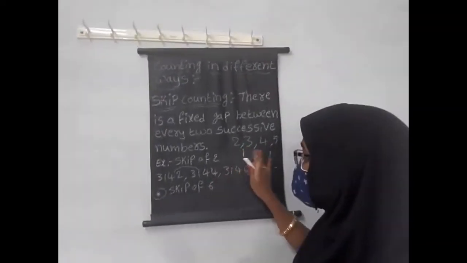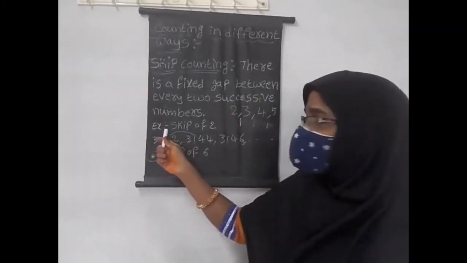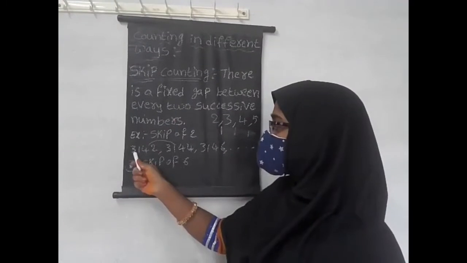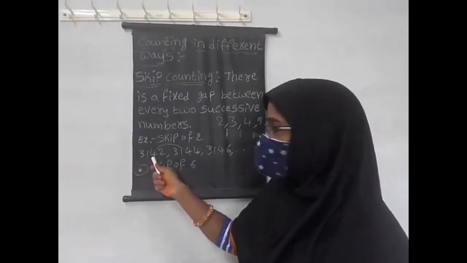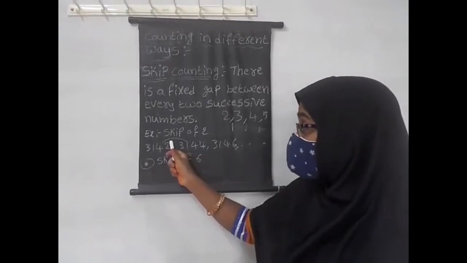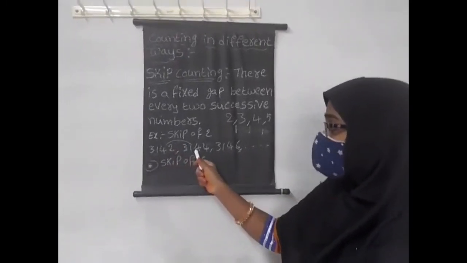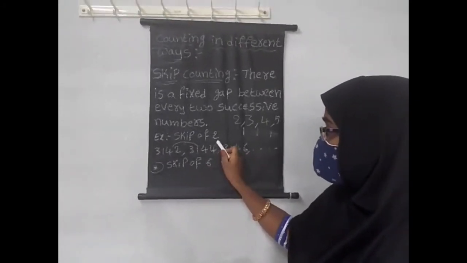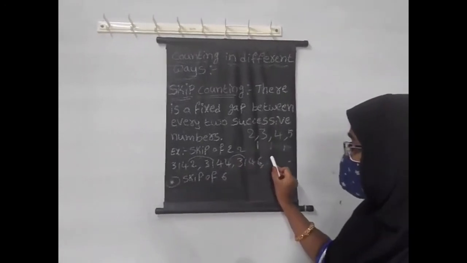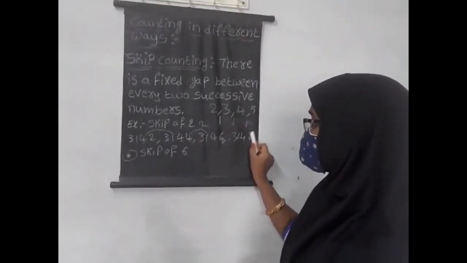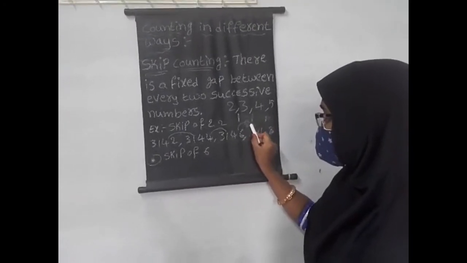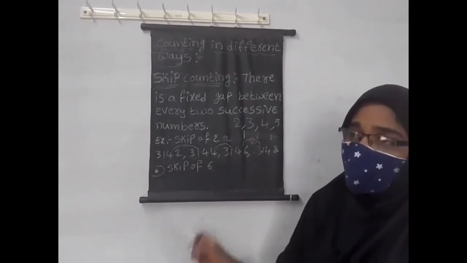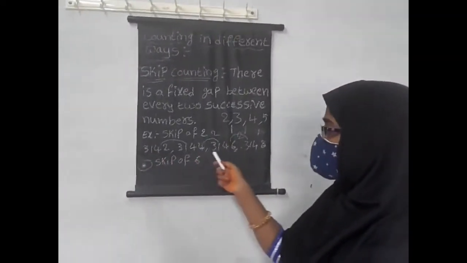For example, I am skipping 2. Skip of 2 means the difference between two successive numbers is 2. See here, 3142 and 3144. The fixed gap is a difference of 2. 3144, 3146. The fixed gap between them is 2. Next, 3148. The skip counting is 2. The fixed gap between every two successive numbers is 2. This is called skip counting.